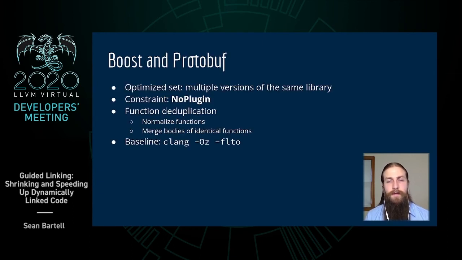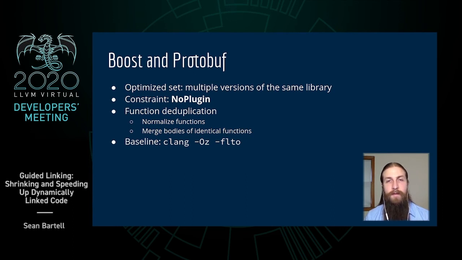Now let's look at a different kind of experiment. It's very common to have multiple versions of the Boost library installed at once because you're using different programs that require different versions of the library, and the same thing can happen with Protobuf. That leads to a lot of unnecessary code duplication. In this experiment, we optimized together multiple versions of the same library in order to reduce the size. After using guided linking to make a merged library, we reduced its size with the function deduplicator, which merges identical functions into one without affecting functionality.